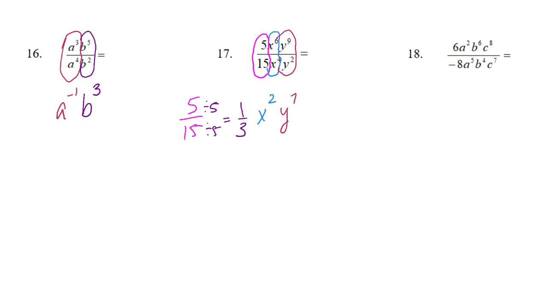The other way to write this is to write that x squared and y to the 7th on top and the 3 on the bottom. You can write the 1 in front if you would like. Either of these is an acceptable way to write this answer.